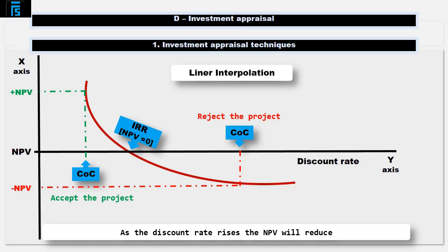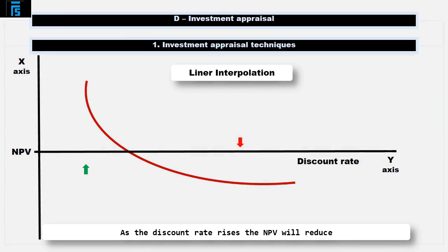So, to recap, compare the IRR with the cost of capital. If the IRR is greater than the cost of capital, then accept the project. If the IRR is less than the cost of capital, then reject. Let's have a look now at how we actually calculate the IRR. We actually estimate the IRR using a process known as linear interpolation. The process is as follows.